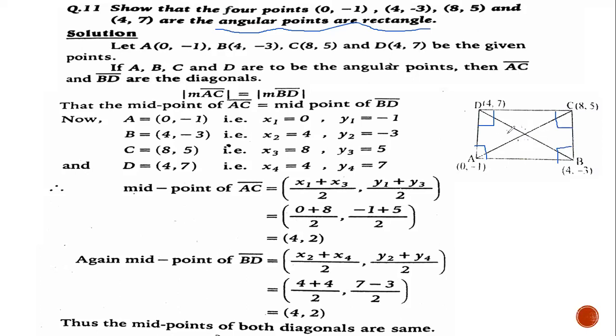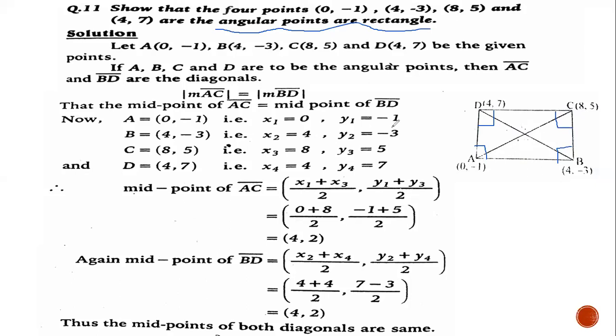So how can we differentiate between a rectangle and a parallelogram? In a rectangle, the lengths of the diagonals will also be the same. Here you will have to find the length of the diagonals AC and BD; they will also be the same. So here we are going to do two workings. Working number 1: the midpoint of AC and the midpoint of BD will be the same. Working number 2: the length of AC and the length of BD will be the same. This will be the proof that A, B, C, D are the angular points of the rectangle.